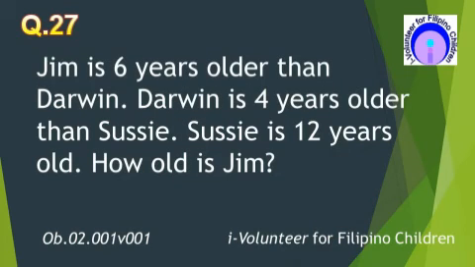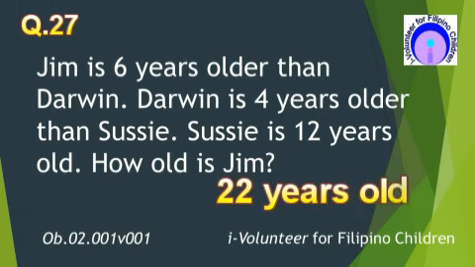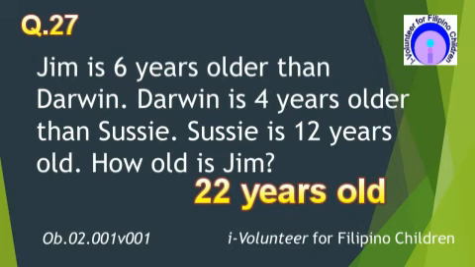Number 27. Jim is 6 years older than Darwin, and Darwin is 4 years older than Susie. Susie is 12 years old. How old is Jim? The answer is 22 years old.